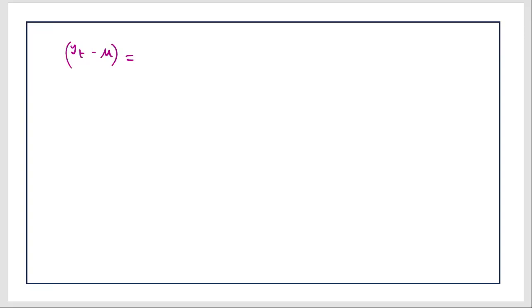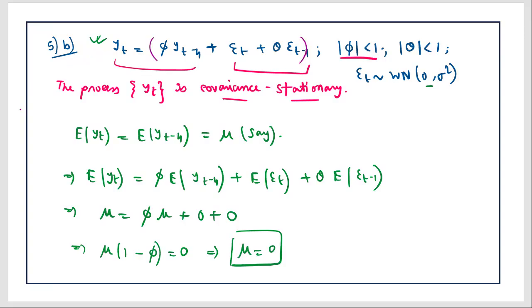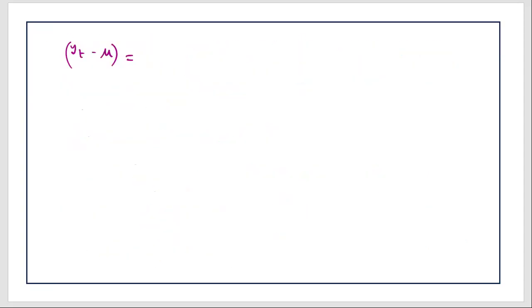Mu is absolutely 0, right? Mu is absolutely 0, so only the right hand portion will be there. Sorry, let me write it down. So this will be yt equals phi yt minus 1 plus epsilon t plus theta epsilon t minus 1.